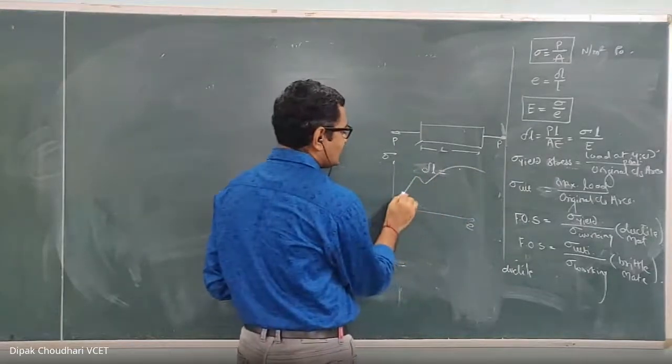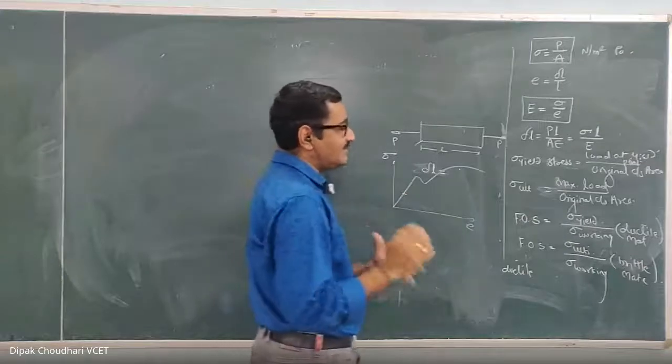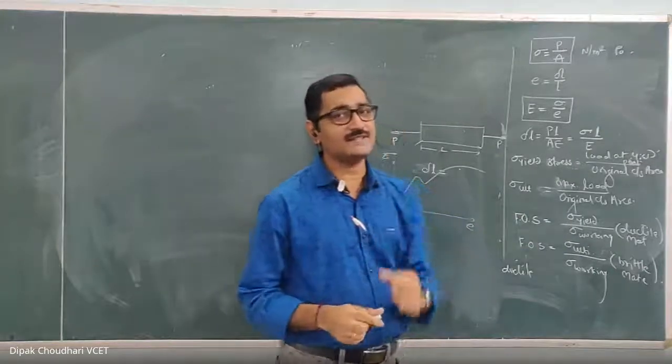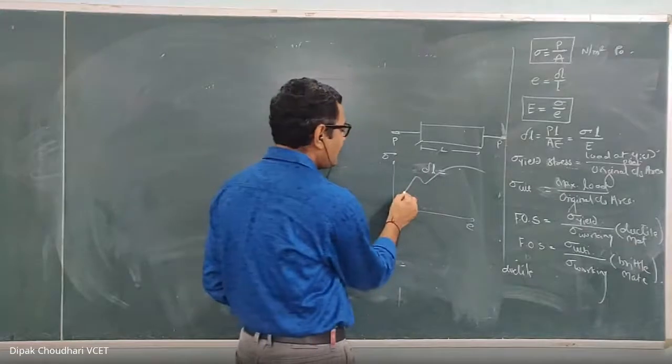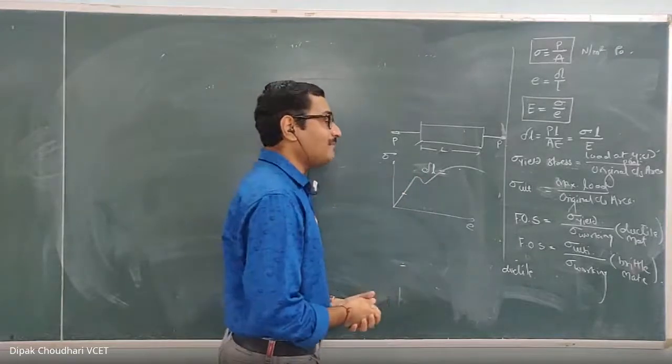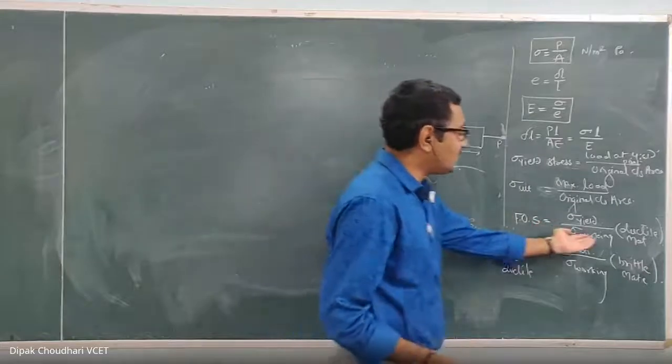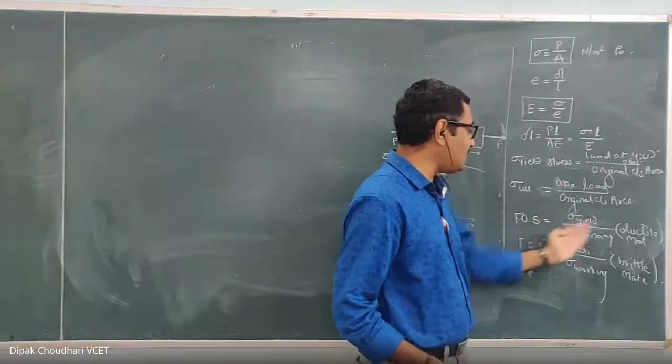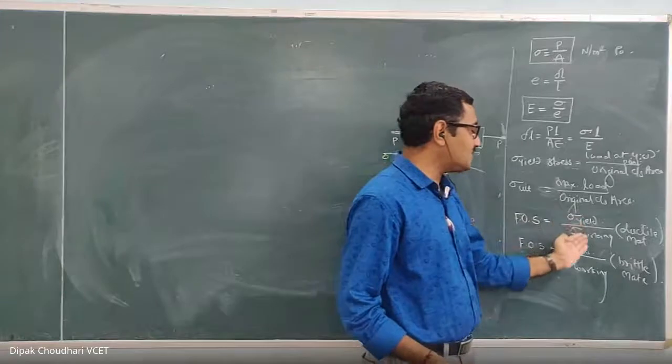this working stress or safe stress value, we have to decide. The design engineer has to decide the working stress or the safe stress value, and this value should always be within the elastic limit. Now, how to calculate that working stress or safe stress? It can be calculated by using this formula: factor of safety equal to yield stress upon the working stress.